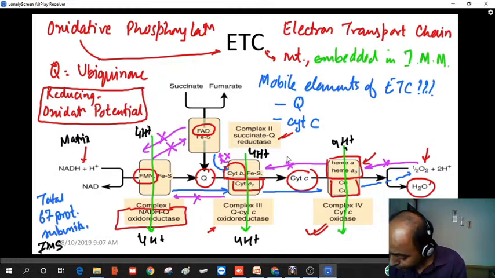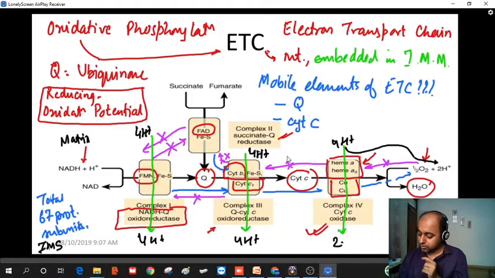Here the story is slightly different. Out of 4, 2 are used up. So you end up with 2 protons. So when we start with NADH, NADH will provide the reducing equivalent at complex 1. It is able to transport 10 protons in the intermembranous space. If you start with FADH2, it will start at complex 2. Complex 2 is not pumping protons, but complex 3 and 4 are pumping protons. So you will be able to pump only 6 protons.